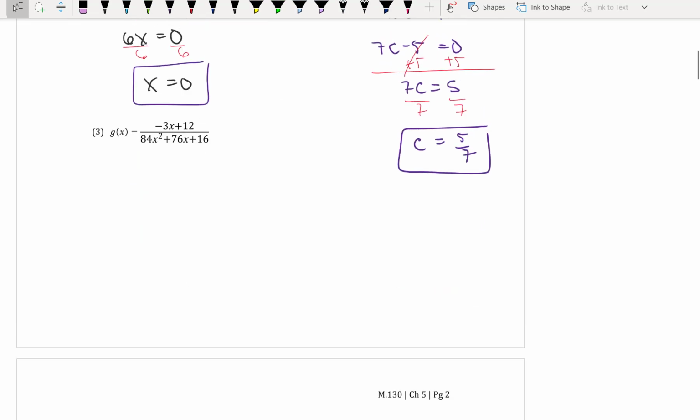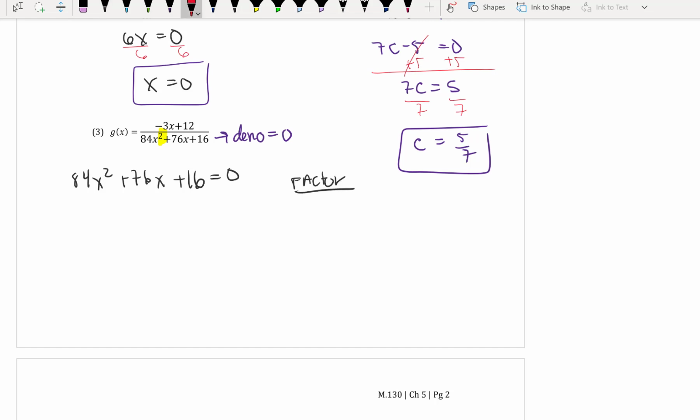Now for number 3, same thing. I still want to set my denominator equal to 0. I just have to be careful because now I'm dealing with a degree 2. So I'm like, okay, 84x squared plus 76x plus 16 is equal to 0. So when I have that degree 2, then I know that I want to factor.